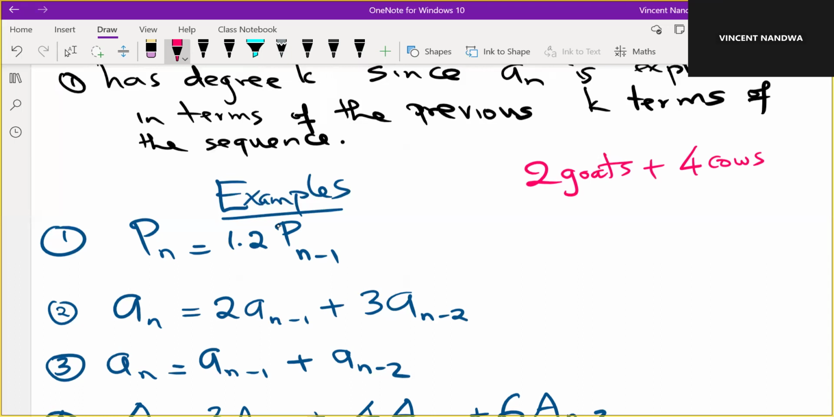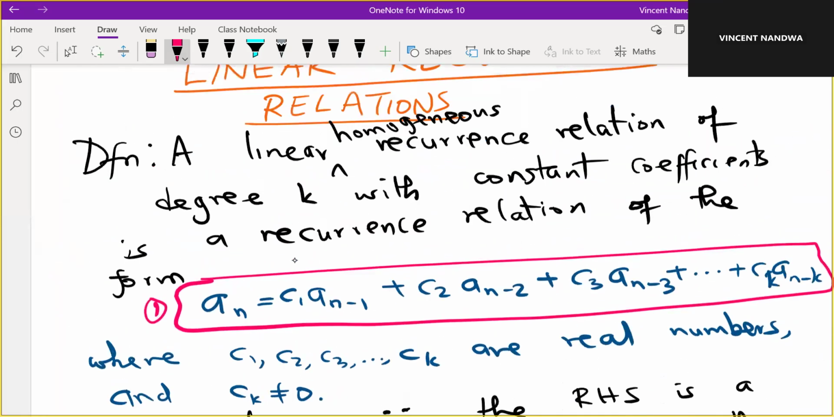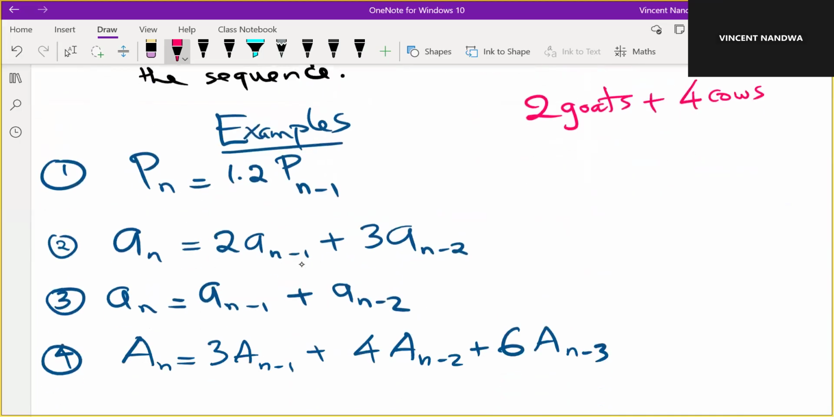That should be obvious because you can relate it to what we have in the general form. This is C1, a constant, then a sequence an minus 1, plus C2 a constant, an minus 2, plus C3 a constant, an minus 3, etc., up to plus ck an minus k. So what determines the value of k is the number after n minus, the largest of the numbers we have. The largest value is the value of k. So the degree of the second recurrence relation is degree 2.